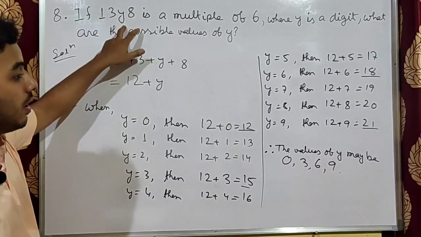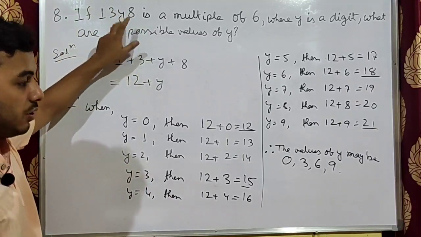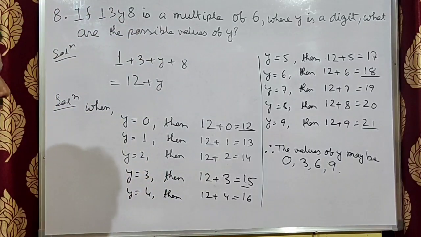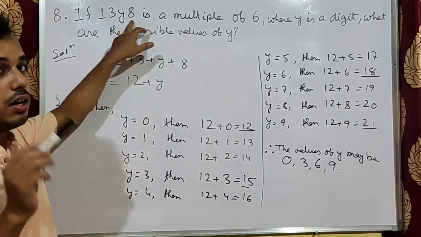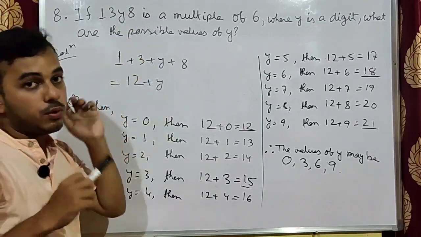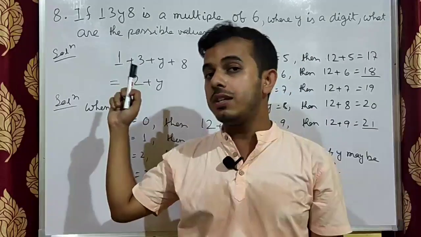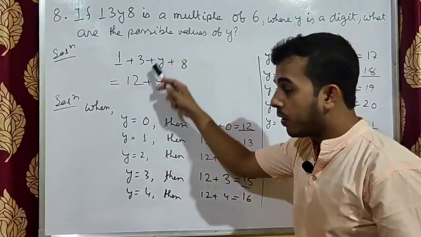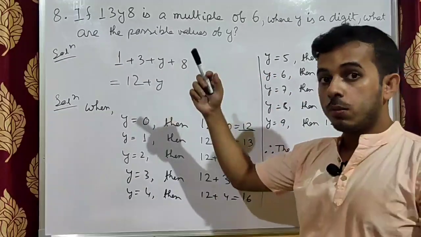So if we put 0 in place of y, it will be divisible by 6. If we put 3, it will also be divisible by 6. If we put 6, it will also be divisible by 6, and if we put 9, then this number will also be divisible by 6. Clear? We'll consider 3, because this number is already divisible by 2, right? Look here, the unit digit is 8. So it is an even number and it is divisible by 2. Now what we have to find out? We have to find out which numbers will be divisible by 3.